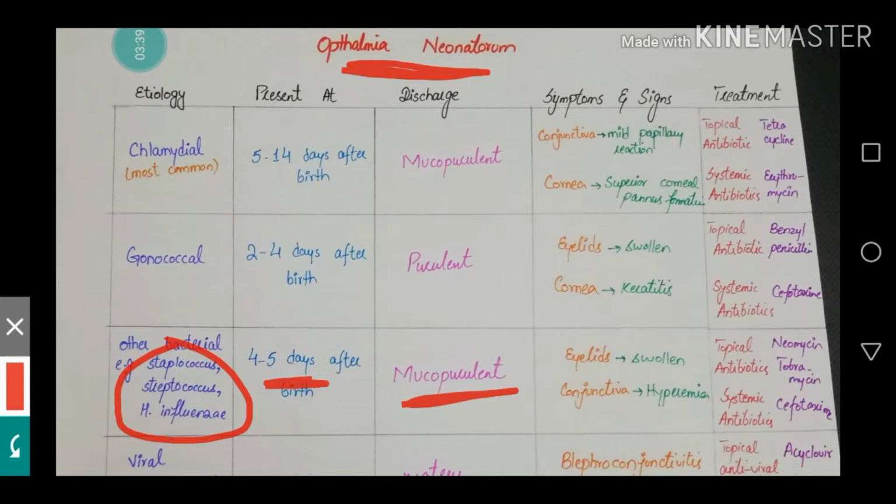In these bacterial infections, there are quite similar signs and symptoms as compared to other etiological factors that cause ophthalmia neonatorum. That includes the eyelids becoming swollen and the conjunctiva becoming hyperemic. By hyperemic we mean that there will be excessive blood vessels in the conjunctiva. So for this we have either neomycin, tobramycin, or in terms of systemic antibiotics we can also give cefotaxime.